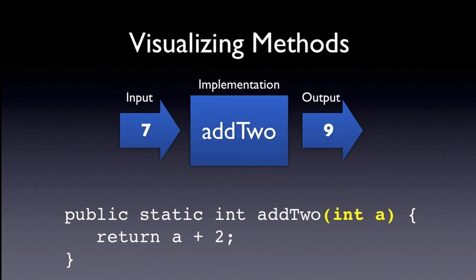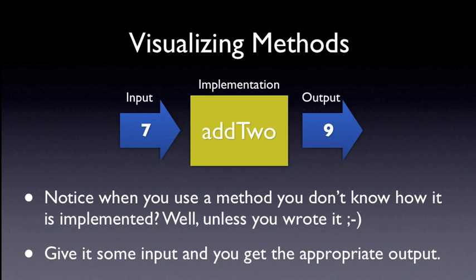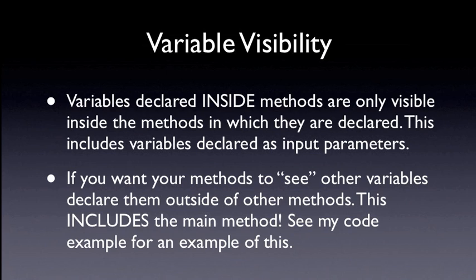So it truly is a black box system. It's highly abstracted, and there's encapsulation occurring here in the sense that this method is like a brick fortress, right? It's like the city of Carcassonne that's got a wall around it, and nobody can see into it, and anything that you create or utilize in that method is not visible to anything outside of it. So think of it like a castle. If you want your methods to see other variables, you need to declare them outside of other methods.